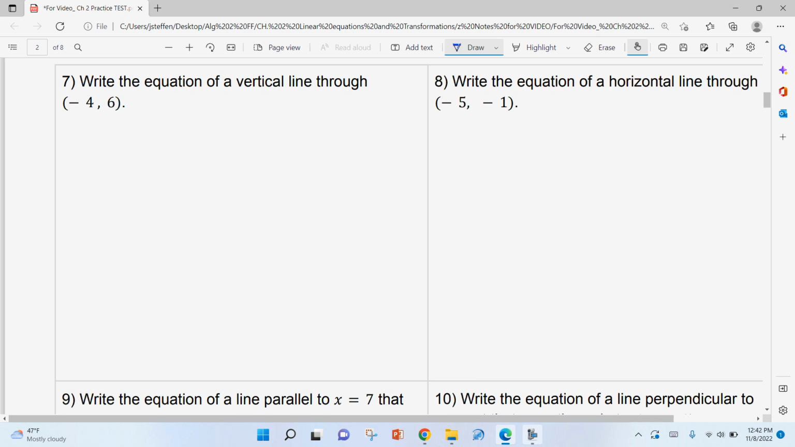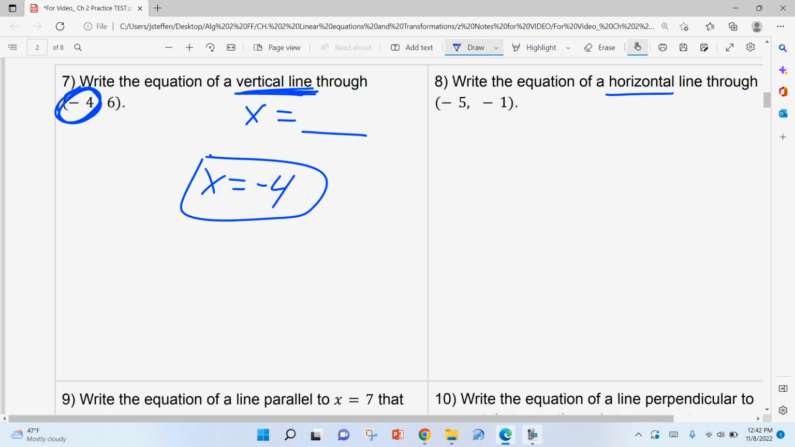Number 7, write the equation of a vertical line through this ordered pair. Well, again, a vertical line is going to be x is equal to some number. Again, you're just going to have to memorize that. There's a couple different ways you can do it, but this is a good chapter. You could actually make flashcards and quiz each other. This is a chapter you can actually study for just like you study for history or science. So vertical line is x is equal to a number. That x is going to be the x value of your coordinates. So x is equal to -4.